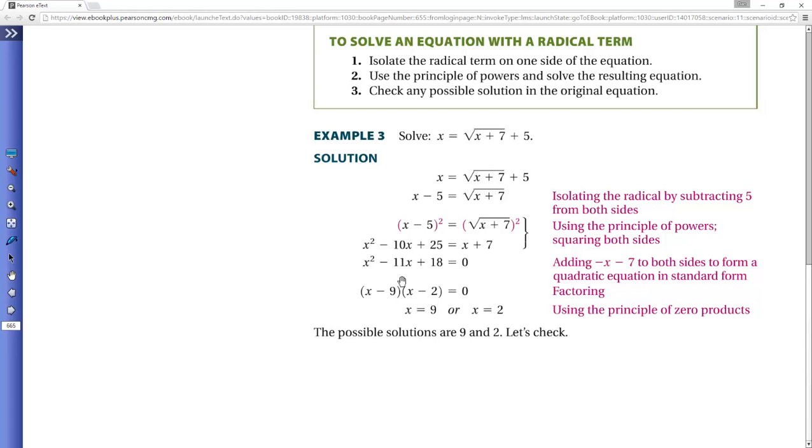Now we use that product of 0 idea to try to find a solution. Well, I need to factor. I have to have things multiplied together, because the only way you can get a multiplication equal to 0 is if one of these has to be 0 or both of them have to be 0. So we use the zero product property. We factor this using antifoil. We get x minus 9 times the quantity x minus 2 equals 0. So x could be 9, which would make this 0, or 2, which would make this 0. These are two possible solutions.